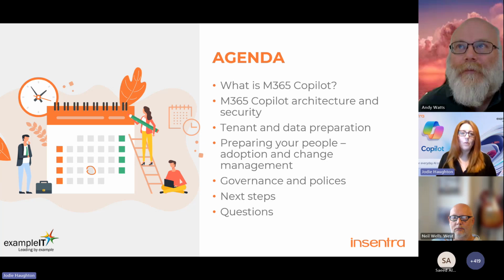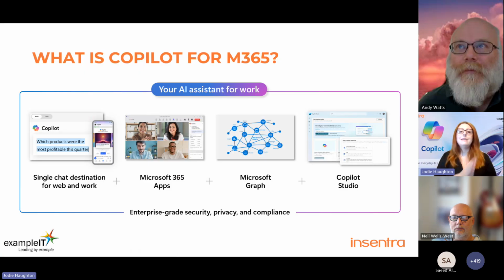Okay, so cracking on. First, what is Copilot for Microsoft 365, or sometimes referred to as Microsoft 365 Copilot? The branding has been a little bit interchangeable over the last few months as Microsoft has kind of settled on what they want to actually call it.